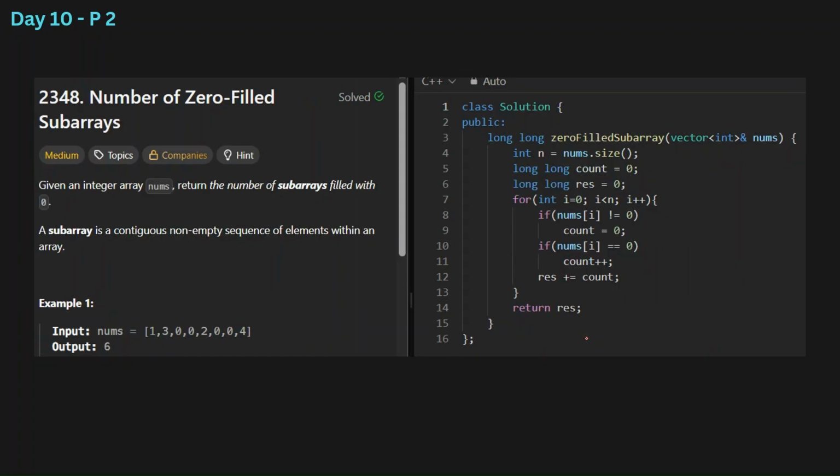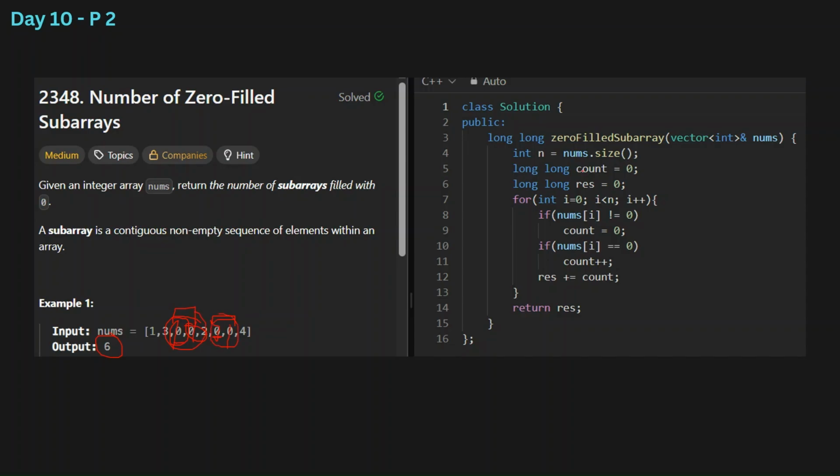That's simple. Then the second question was number of zero filled subarrays. We have to find the number of subarrays which can be created with these zeros. If you see, this zero is a single subarray, then this two consists of a subarray. Same for this, same for this. So we have to find the number of subarrays. In this case, it could be one, two, three, four. This two combined five, and this two combined six.